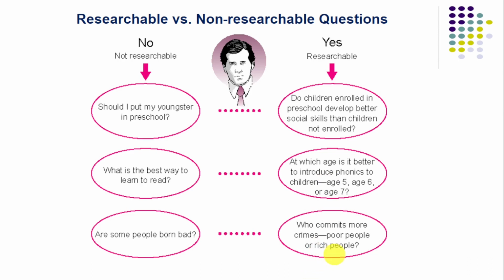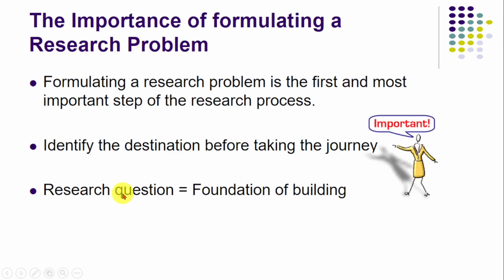Like, who commits more crime, poor people or rich people? So there are two groups. One is the rich people and the other is the poor people. We will collect the data about the poor and rich and then we'll decide about it.